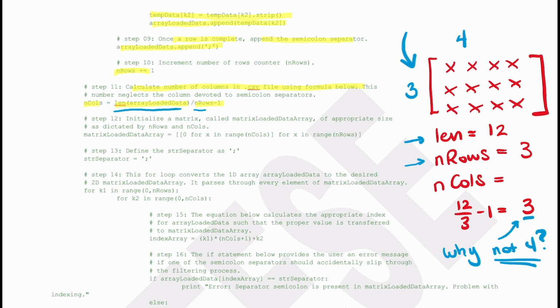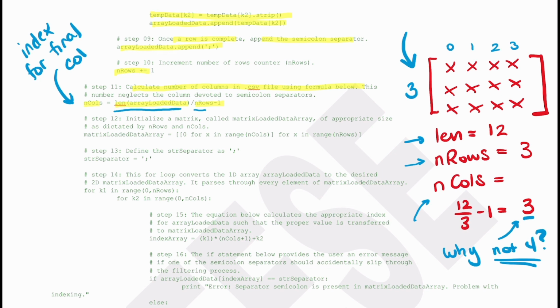Why are we getting 3 and not 4? It has to do with the way that I wrote the code. Essentially, the indices are 0, 1, 2, 3. So I probably should have renamed this. This is actually the index for the final column as opposed to the number of columns. But hopefully that makes sense. So it's the index for the final column, not the number of columns.